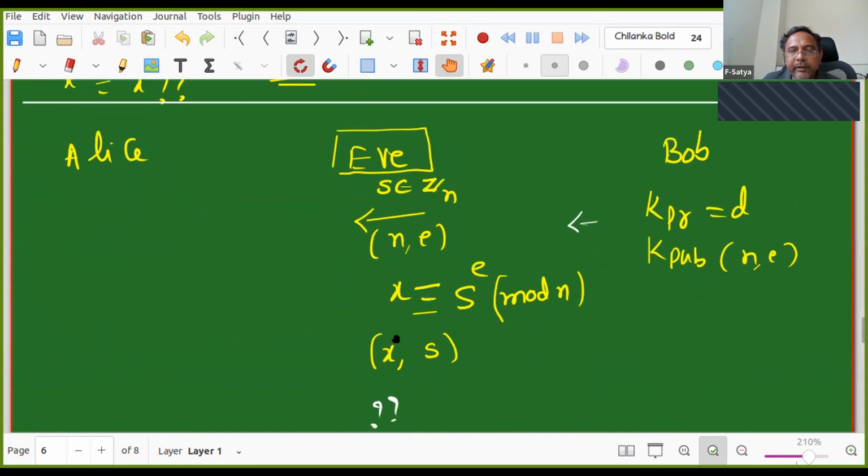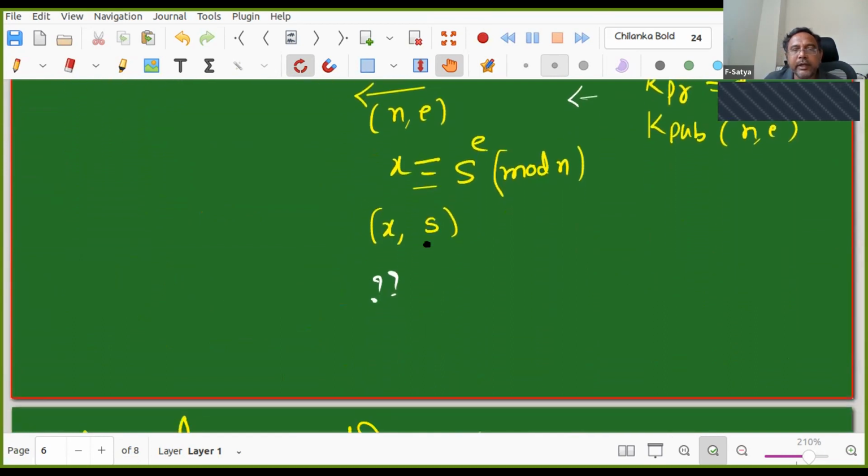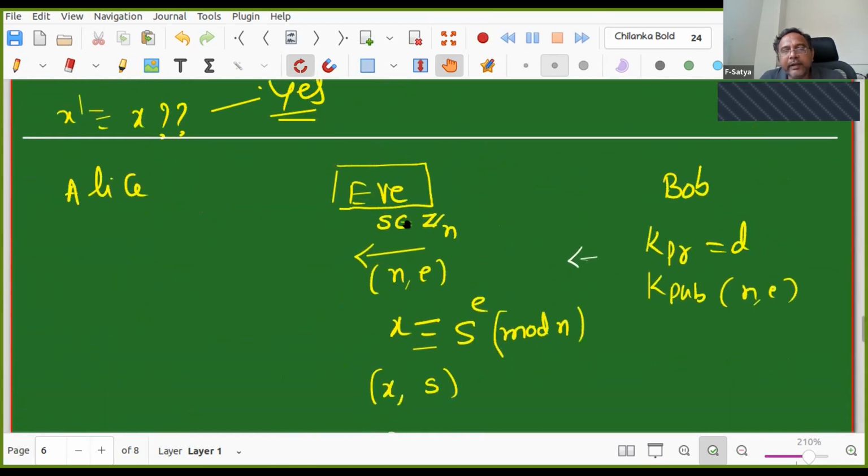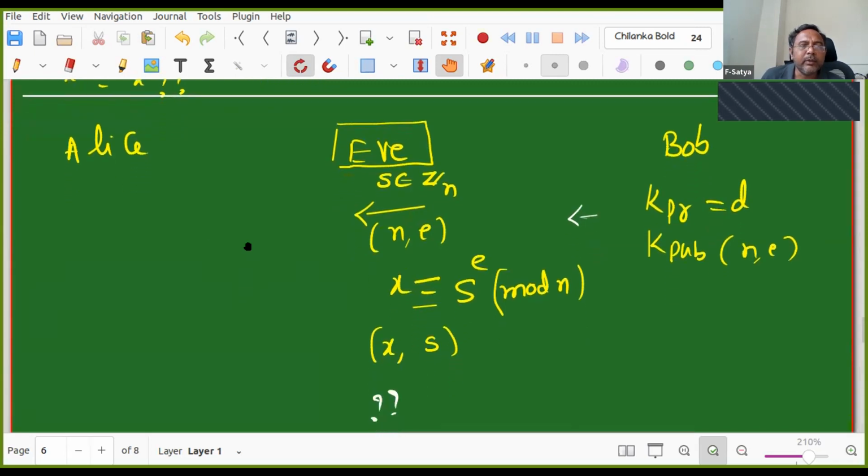So now in between there is Eve, right? Eve knows S belonging to Z and N comma E, with X equal to S power E, right? So there are certain questions here. Is there any way that she can create another signature, another signature I will add? Okay, here I want to tell you something.